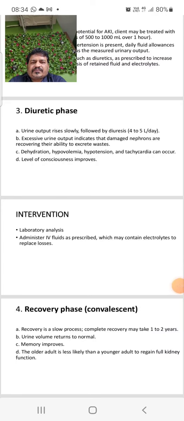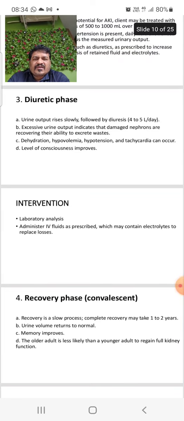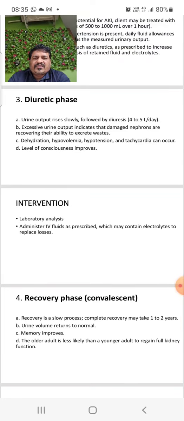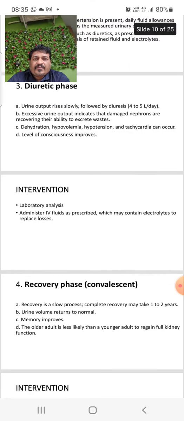Administer, means after the diuretic phase, for intervention we should go for laboratory analysis. Administer IV fluids as prescribed, which may contain electrolytes to replace the losses.